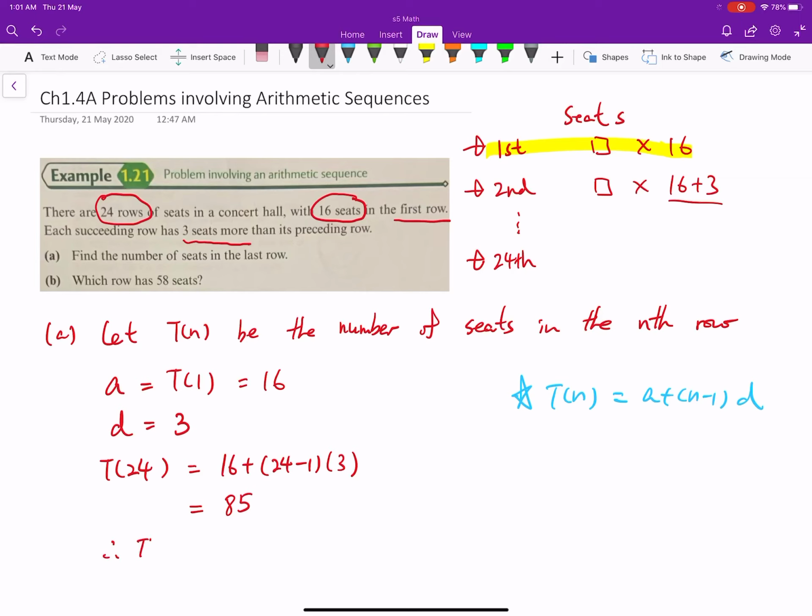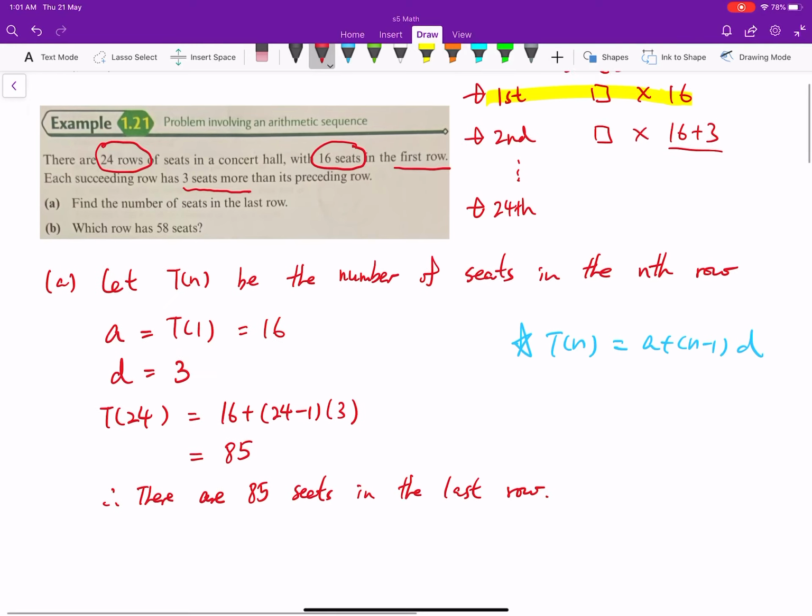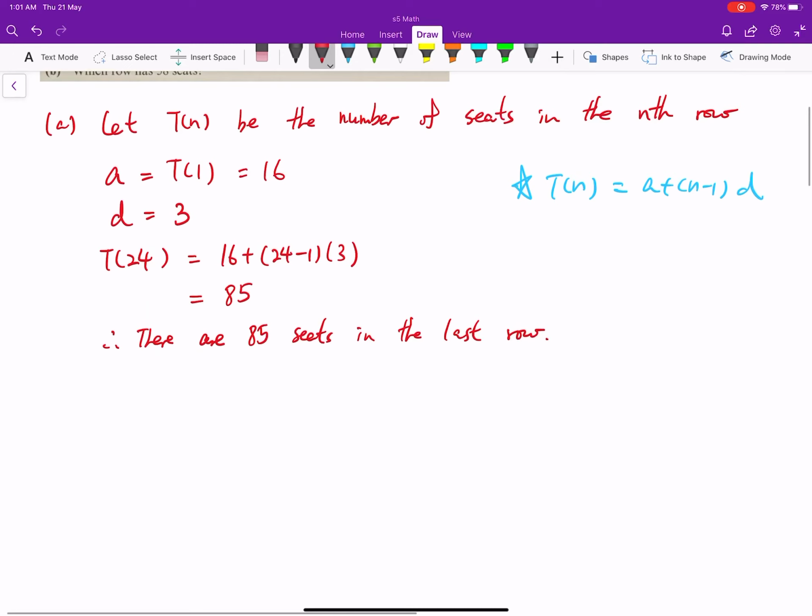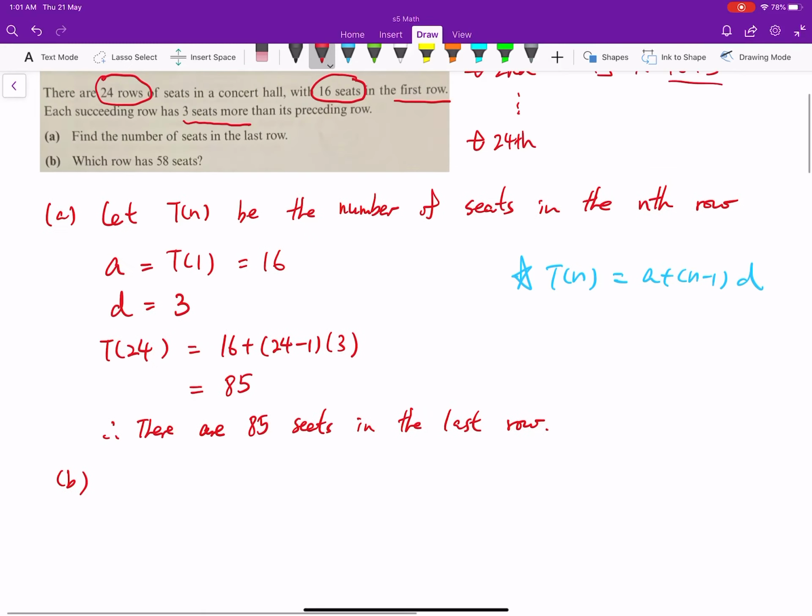And finally, we give the conclusion. There are 85 seats. Remember to write this sentence, otherwise you may lose some marks for missing this. And now we go to part B.